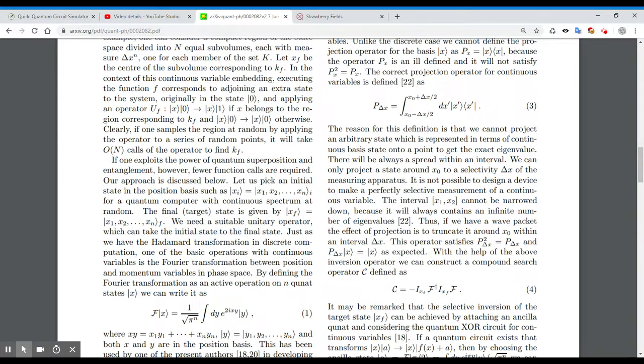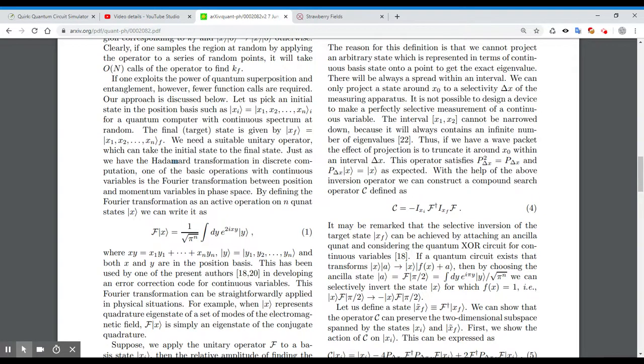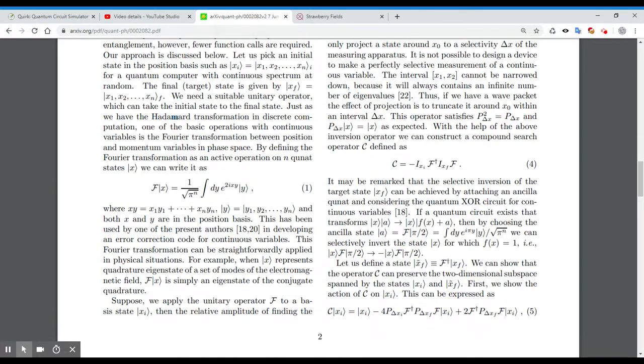Just as we have the Hadamard transformation in discrete computation, one of the basic operations with continuous variables is the Fourier transform between position and momentum variables in phase space. By defining the Fourier transformation as an active operator on n qnat states, we can write it like this, where x and y are in the position basis. This has been used by one of the present authors in developing an error correction code for continuous variables. This Fourier transform can be straightforwardly applied in physical situations.